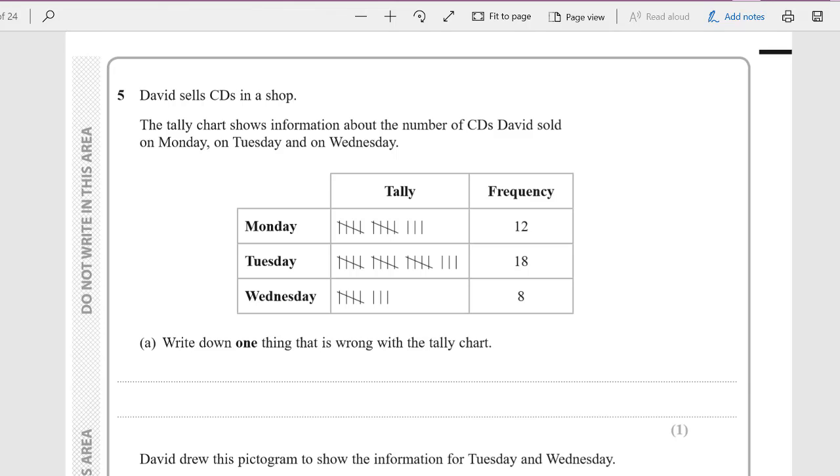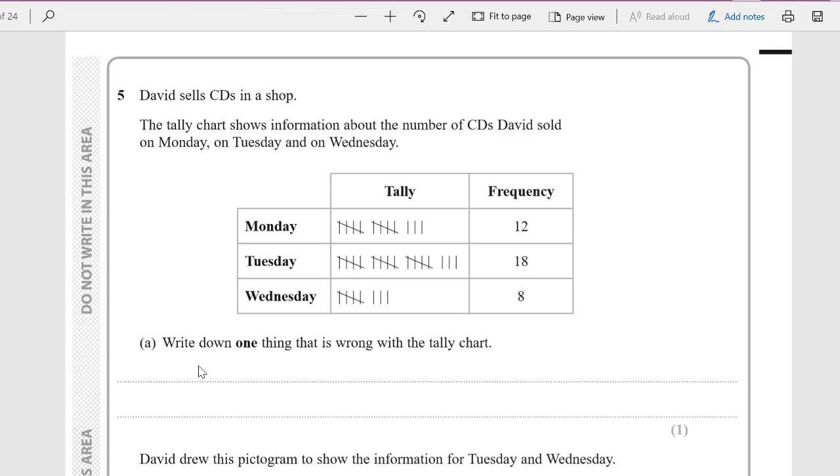Question 5. It says David sells CDs in a shop. The tally chart shows information about the number of CDs David sold on Monday, on Tuesday, on Wednesday. So you have that information there. That's a tally, and that's frequency. So if you add all of these lines up, this is 5, 5, and that's 3. So it should add up. So that 12 leads me to believe that, looking at this question, write down one thing that is wrong with the tally chart.